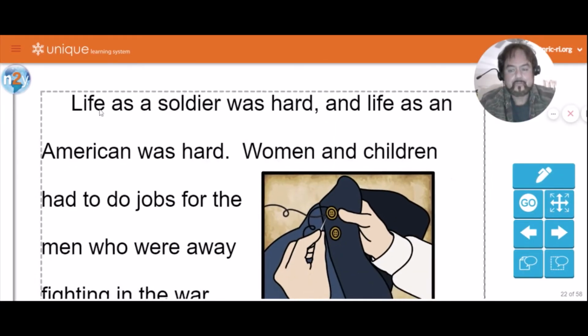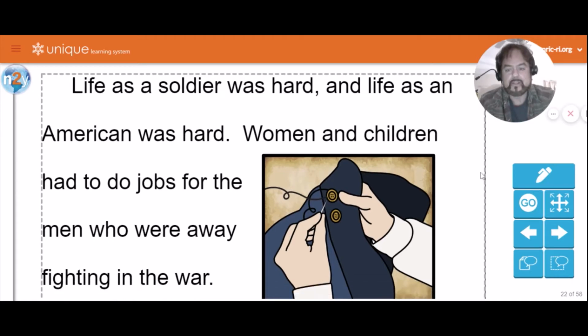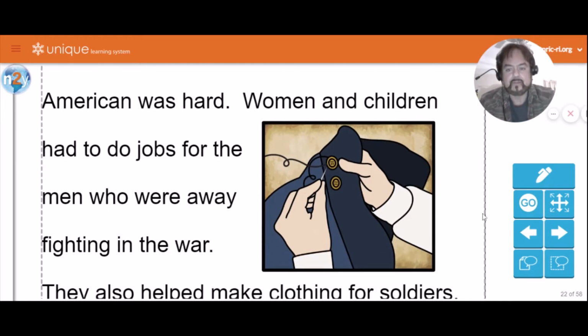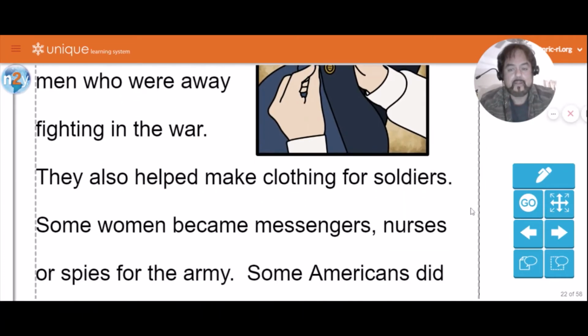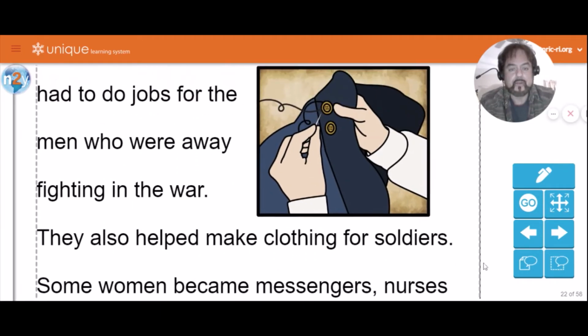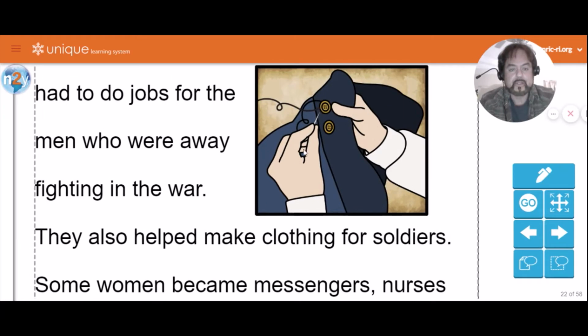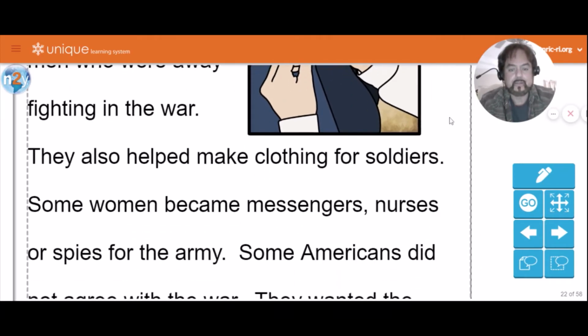Life as a soldier was hard, and life as an American was hard. Women and children had to do jobs with the men who were away fighting the war. They also helped make clothing for the soldiers. You see, sewing the buttons on the clothing.